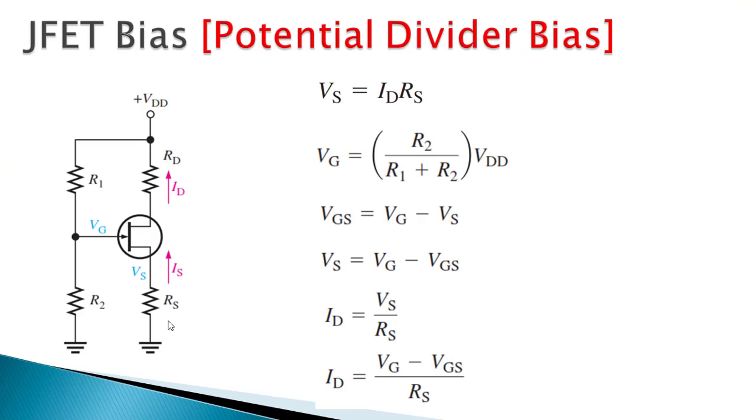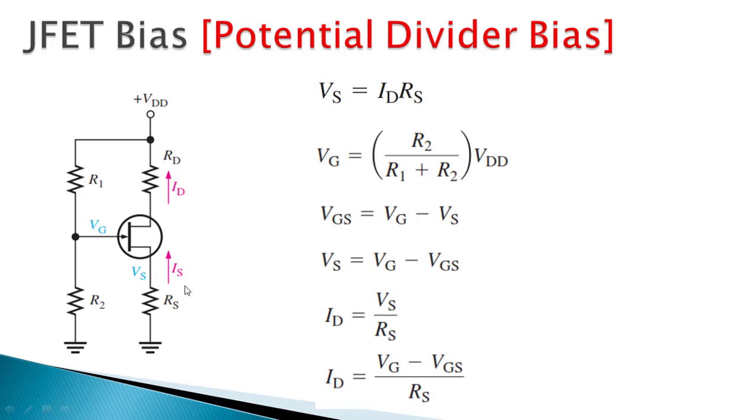Then we are going to revise the JFET potential divider bias. In potential divider bias, VG can be written using the voltage division rule: the total voltage into that branch resistance R2 divided by the sum of the total resistance. So VG is equal to VDD into R2 divided by R1 plus R2. Similarly, VS we already calculated previously.